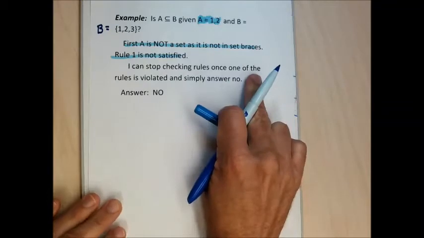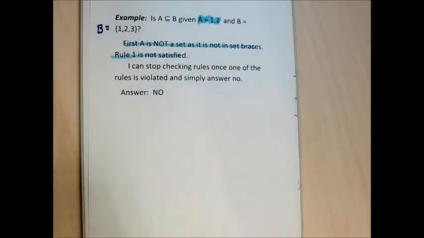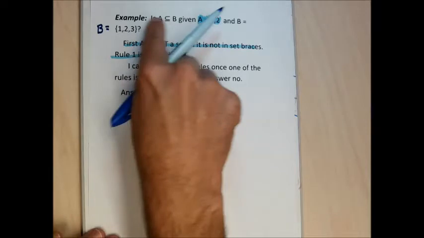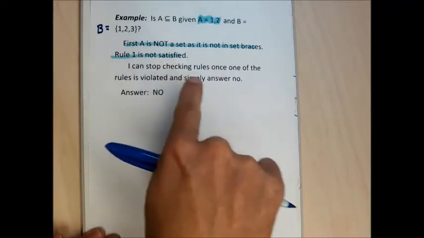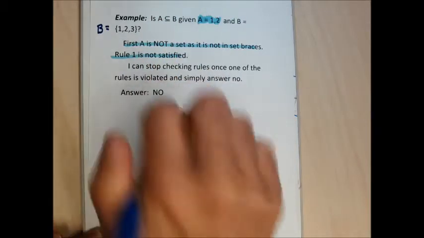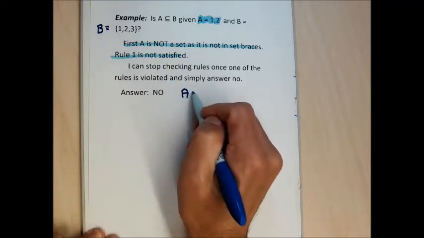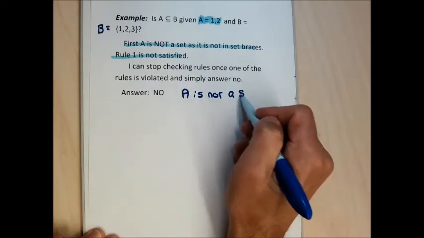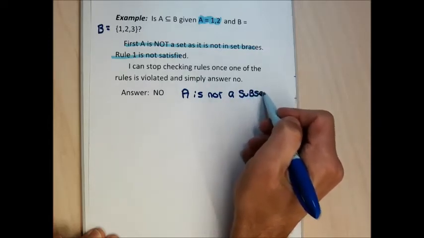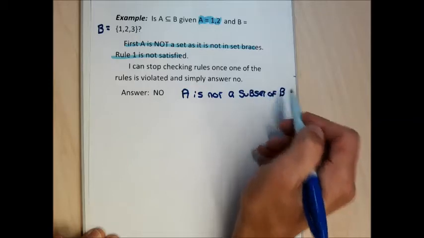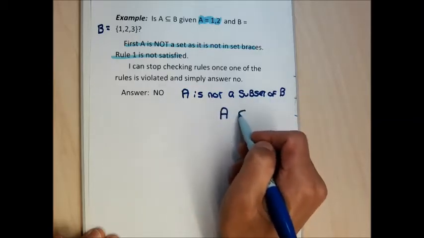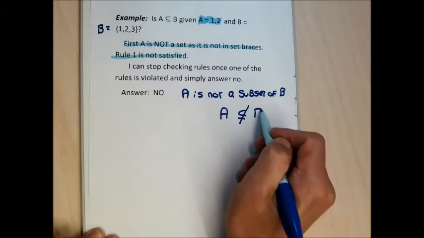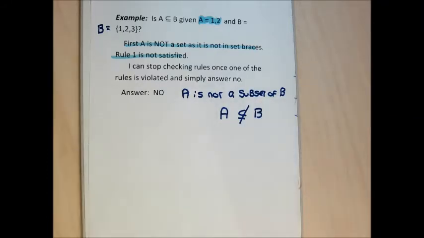I can stop checking the rules because I have to answer yes to both rules for A to be a subset of B. Because A is not a set, it can't be a subset. So the answer would be no. I say A is not a subset of B. And I guess symbolically I could say this: A is not a subset of B. A little slash line through that symbol means not. So that's the first definition that we needed, the definition of subset.